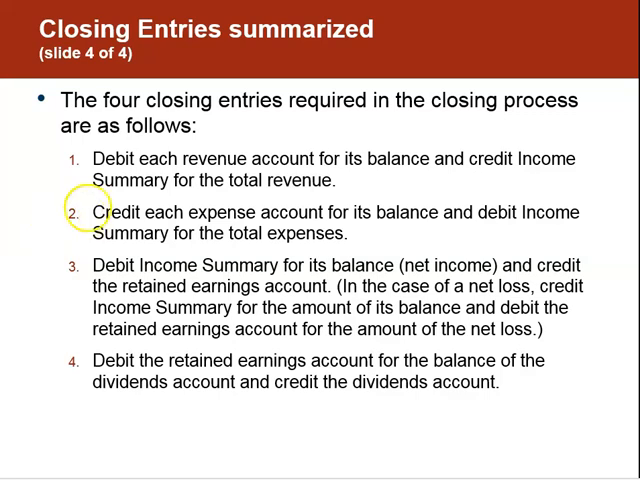So listen. It says we're going to debit each revenue account for its balance, and we're going to credit income summary for the total revenue. Okay, now I want you to think about this for a second. Every time we made a sale, every time we recognized revenue during the year, we increased revenue with what? Was it a debit or was it a credit? It was a credit. So in the example that we gave earlier, we said, let's just pretend that we have $100,000 of revenue for the year.